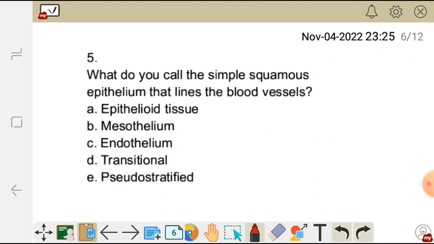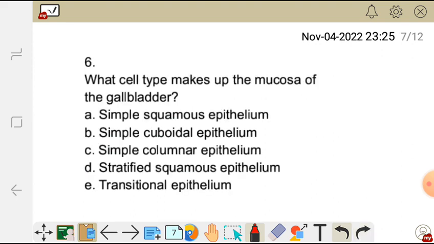So let's move on to question 6. The answer for question 5 is C. Question 6 reads, what cell type makes up the mucosa of the gallbladder? Here you must know what lines the gallbladder. A, simple squamous epithelium, B, simple cuboidal epithelium, C, simple columnar epithelium, D, stratified squamous epithelium, E, transitional epithelium. Which one underlies the mucosa of the gallbladder?